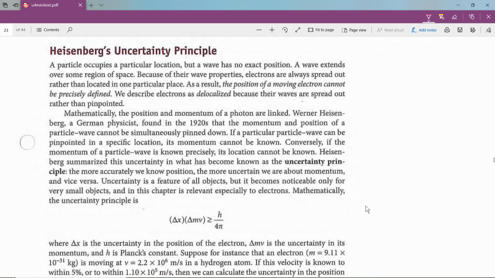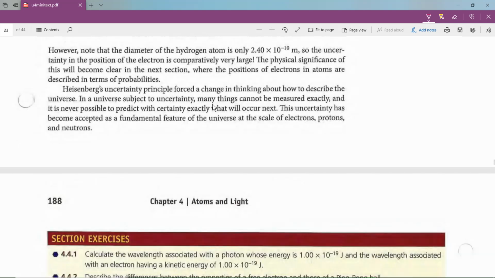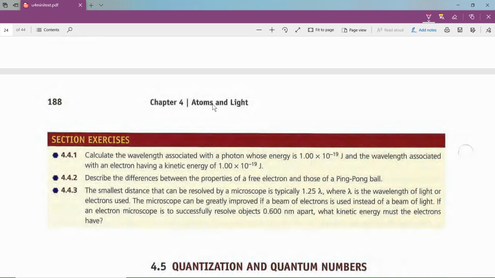And it turns out that the uncertainty in the measurement, we aren't going to do the numerical calculations for this, just the qualitative idea, but it's saying the uncertainty in the measurement of the position of an electron times the uncertainty in the measurement of momentum is always greater than or equal to h over 4 pi. It just means that the closer you are to knowing where the atom is, the harder it is to know what its momentum is. And it's never possible to predict with certainty exactly what will occur next. You can't measure it exactly if the universe is subject to uncertainty. So when we talk about electrons, protons, and neutrons, we're going to talk about that.